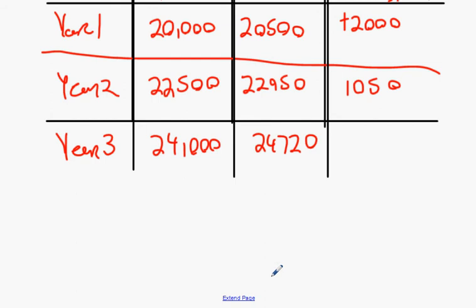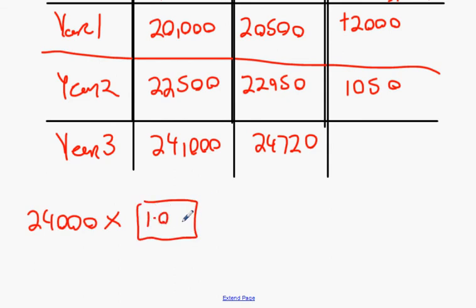Now remember the questions we just did a second ago. We'd usually get 24,000 and we'd multiply it by 1.0 something, wouldn't we? That's what we'd usually do. We'd multiply it by some number, and this number would turn it into 24,720. Our job is to find out what this number is. So you get the new number and you divide it by the old number. Does that make sense?